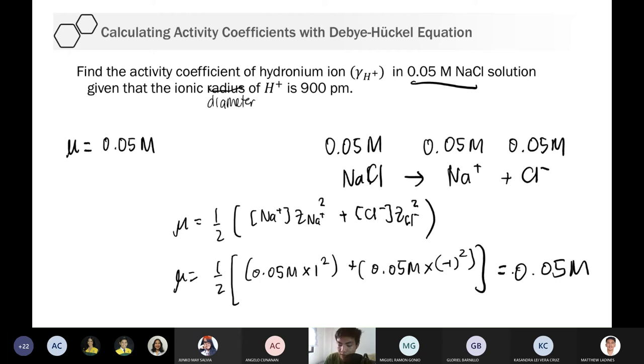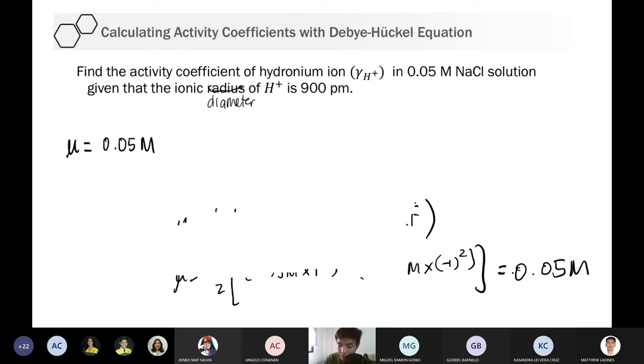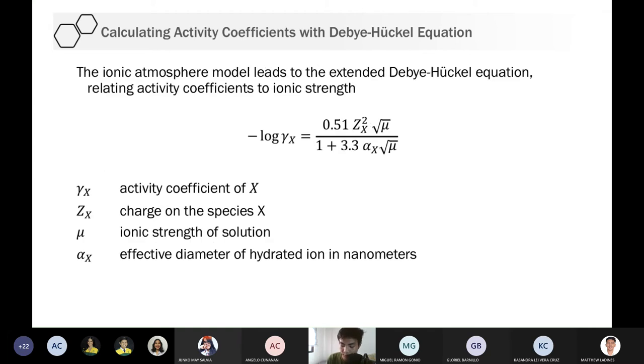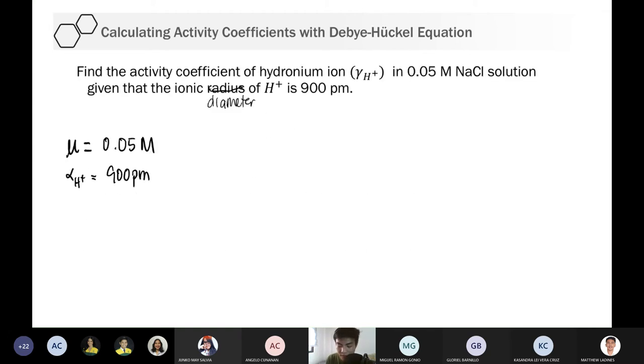Okay. So, what other information do we need? We already have the mu. What else does it say? We need the alpha of H plus, the ionic size of H plus. It is given that its diameter is 900 picometers. But we need nanometers. To convert picometers into nanometers, 1,000 picometers is equal to 1 nanometer. So, that means alpha H plus, the size of the hydronium ion, is 0.9 nanometers.